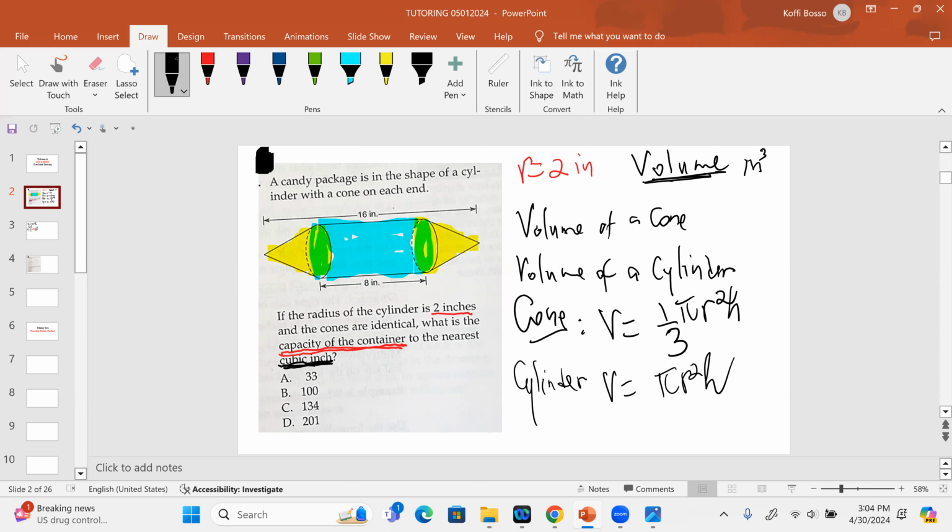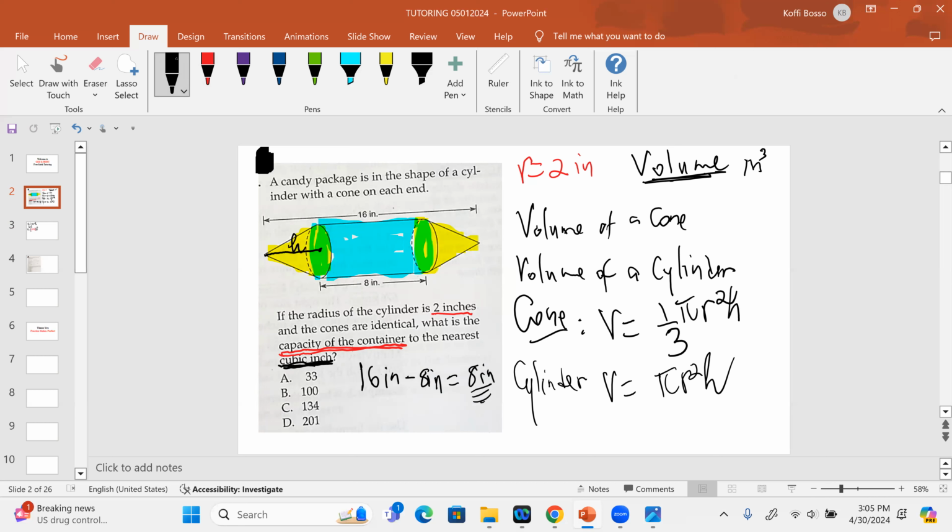We have to subtract the height of the cylinder from the total height of the unit. So we're going to do 16 inches minus 8 inches, and we get 8 inches. But can we say that the height here is 8 inches? Yes, no? The height will be somewhere here. So that height is 8 inches.